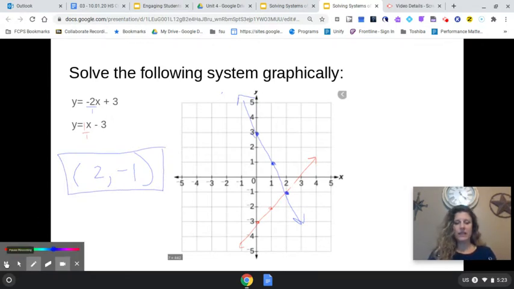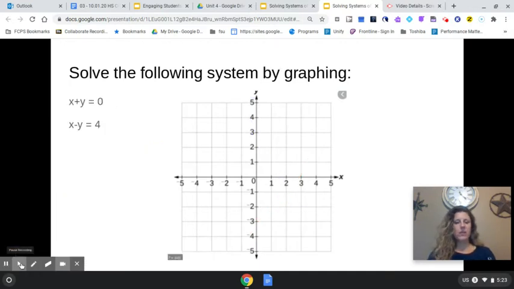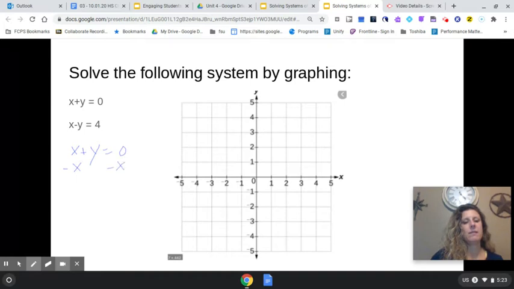All right, let's take a look at the next example. The next example, we see that the lines are not in slope-intercept form, they're in standard form. So I'm going to take a moment just to transform these into slope-intercept form so it's a little bit easier to graph. The first equation, x plus y is equal to 0. Let's subtract x from both sides. And we get y equals negative x.